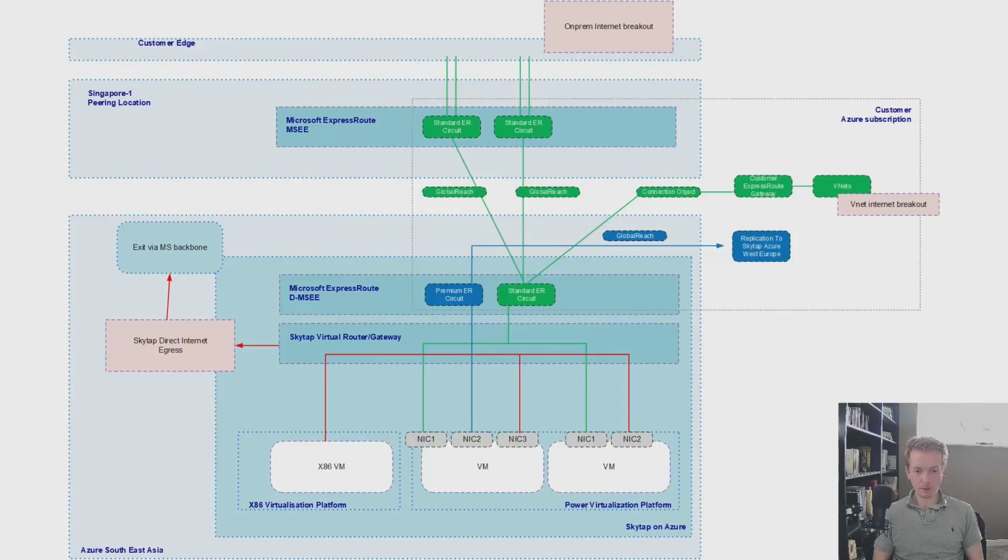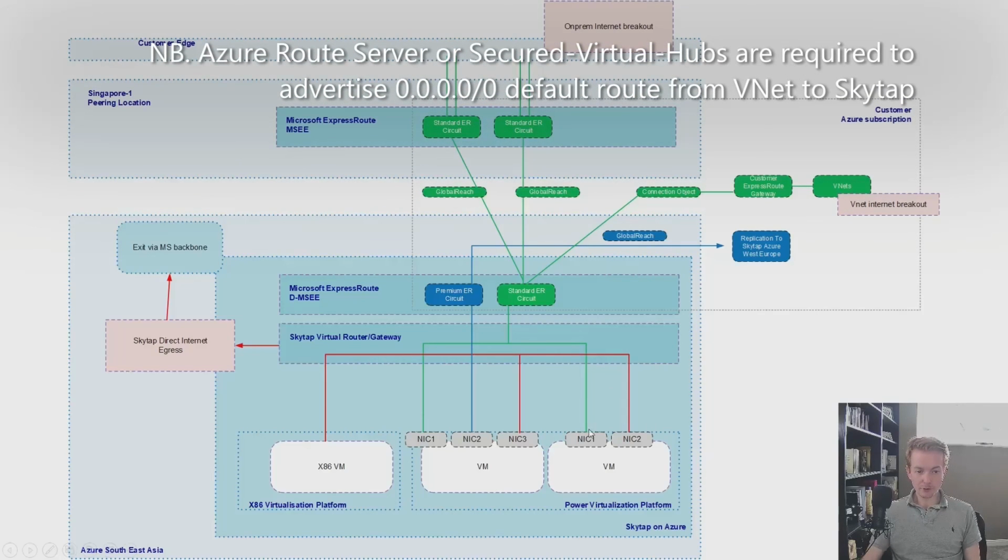The first one would be to leverage the green line here. You could go from a VM on Skytap, could be a Power VM, could be an x86 VM, and traffic can be steered down to ExpressRoute and into the customer's virtual network. Maybe they've got a firewall, could be an Azure Firewall, could be a virtual appliance, which is routing that traffic, filtering it, inspecting it, logging it, doing IPS/IDS before it then goes out to the internet. So that's one path that you could implement.